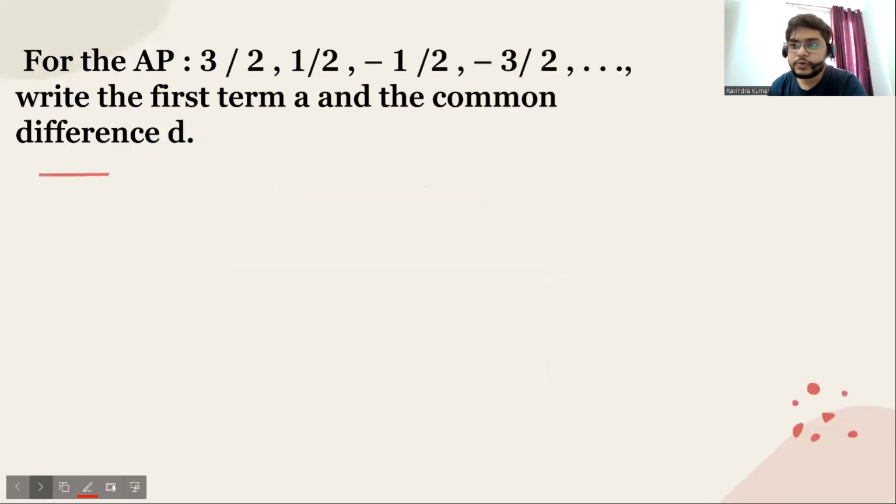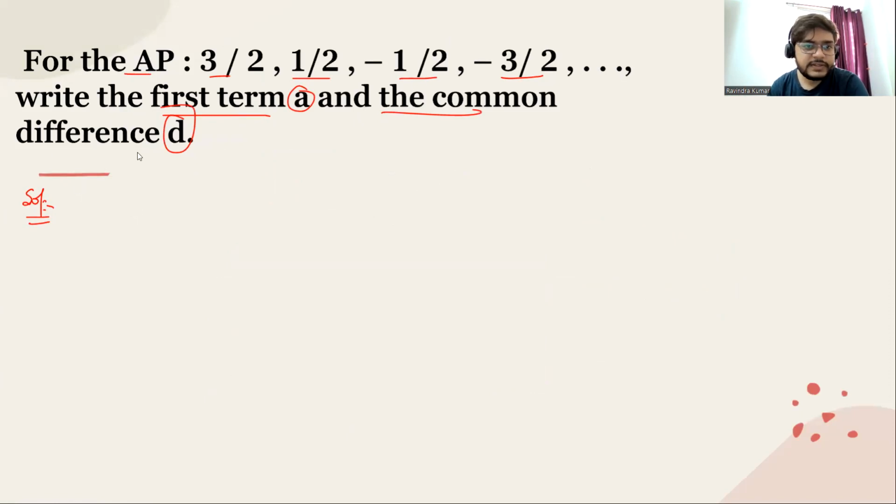This is the question here. So first read the question carefully, then try to answer it. Okay, so basically, the question is saying that for the AP 3 by 2, 1 by 2, minus 1 by 2, and minus 3 by 2, and so on, we have to write the first term, that is A, and the common difference, that is D. Okay, so it is very easy to solve.